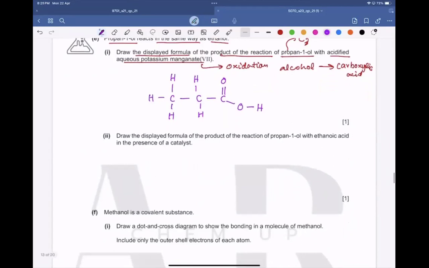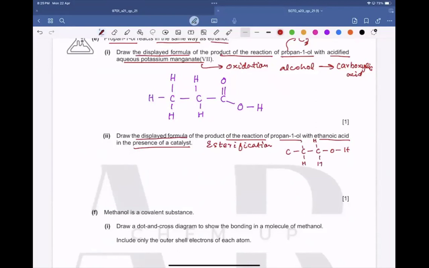Okay. Now, draw the displayed formula of the product of the reaction of propan-1-ol with ethanoic acid in the presence of a catalyst. Which reaction is it? Can anyone recall this reaction? Yes, very good, Josefa. It's esterification. So there is propan-1-ol and you have to make the displayed formula. So 1, 2, 3, and here we are going to have an OH.